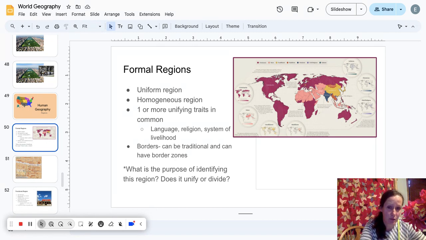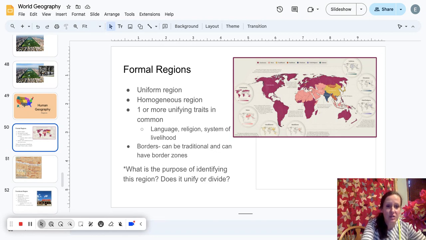Maybe it's the same language. Maybe it's the same religion. This map above is of religious regions. It could be just some system of livelihood, right? It could be as simple as the Corn Belt in the United States, where you drive through for hours and hours and all you see is corn because that's all they make out there. Could be Chinatown in New York City or Philadelphia, right?